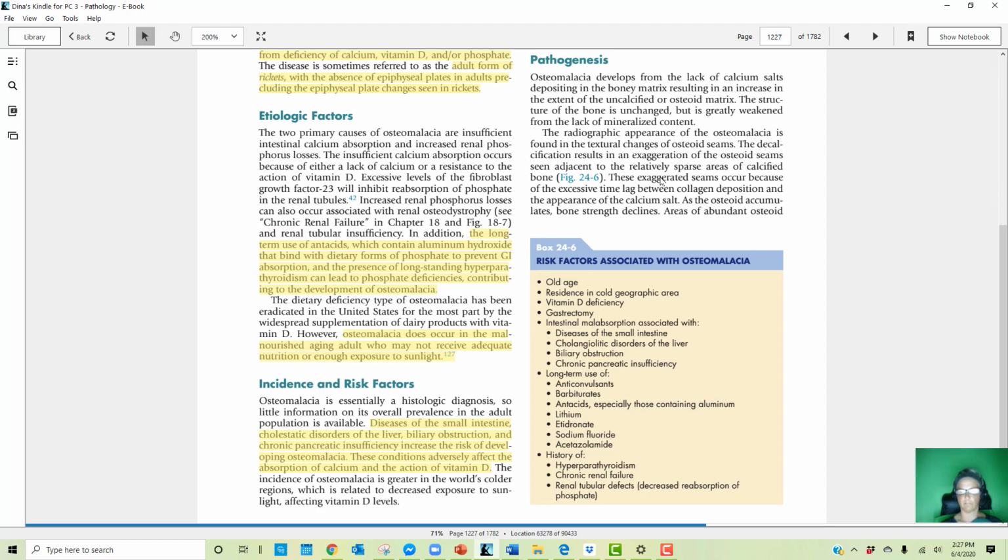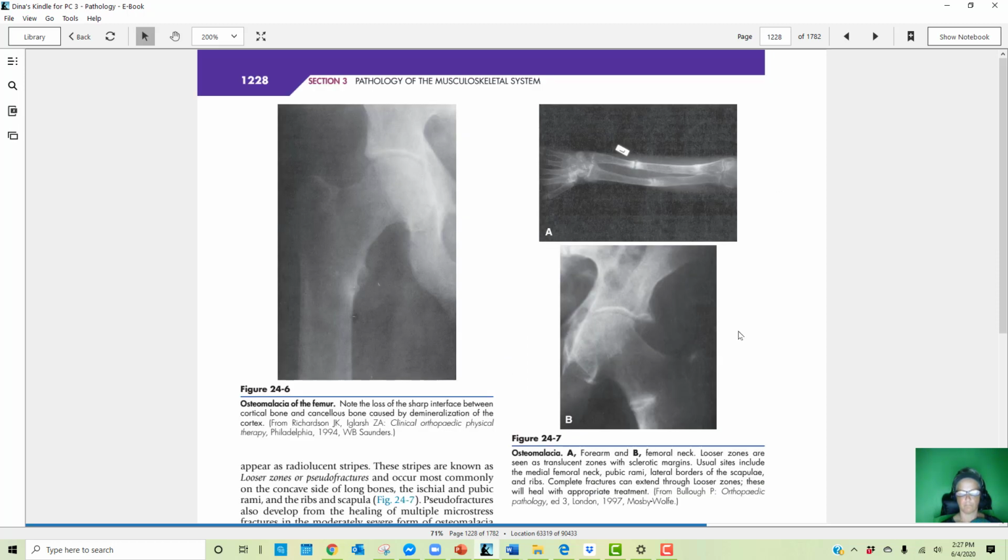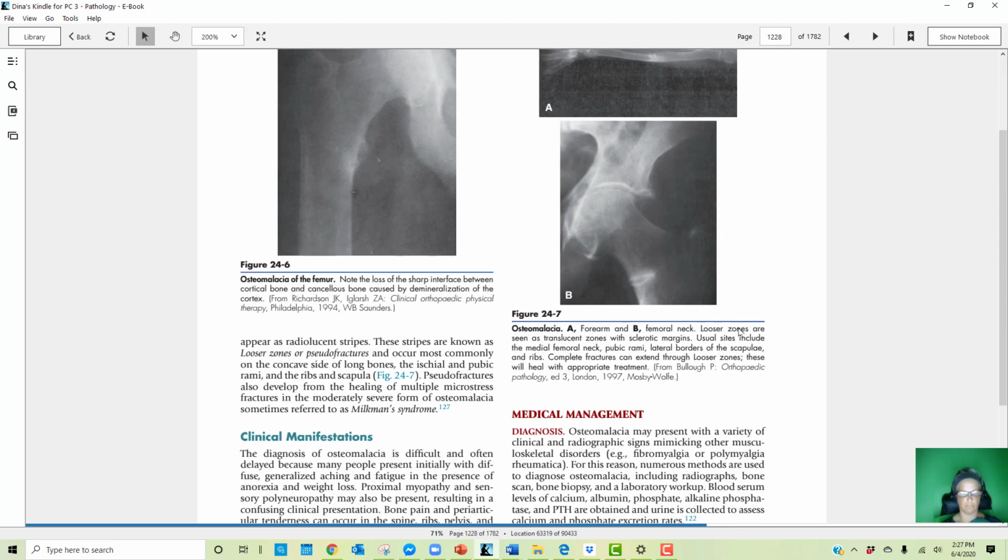Figure 24-6. These exaggerated seams occur because of the excessive time lag between collagen deposition and the appearance of the calcium salt. As the osteoid accumulates, bone strength declines. Areas of abundant osteoid appear as radiolucent stripes. These stripes are known as Looser zones or pseudofractures and occur most commonly on the concave side of long bones, the ischial and pubic rami, and the ribs and scapula.